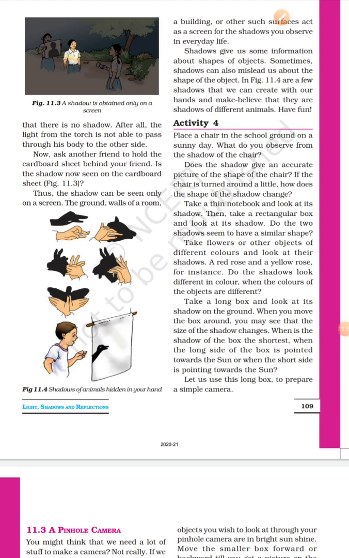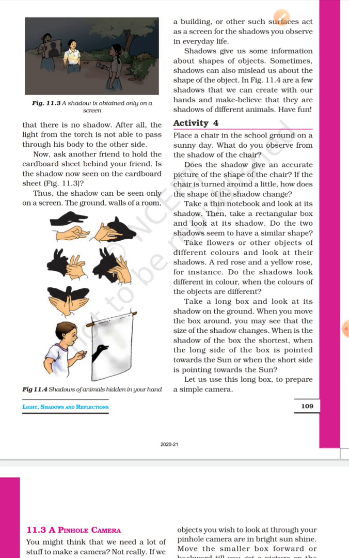Now in this activity number 4, place a chair in the school ground or in your home on a sunny day. What do you observe from the shadow of the chair? Does the shadow give an accurate picture of the shape of the chair? If the chair is turned around a little, then how does the shape of the shadow change?